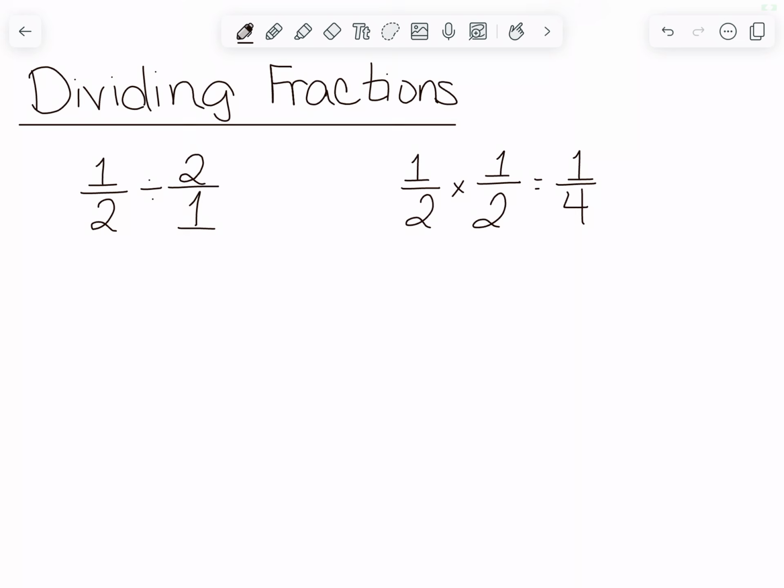A helpful way to remember keep, change, flip. Think of the second fraction as a door. You flip it so that you can multiply through. Also, practice with simple numbers first, like halves and thirds, before moving to larger numbers.